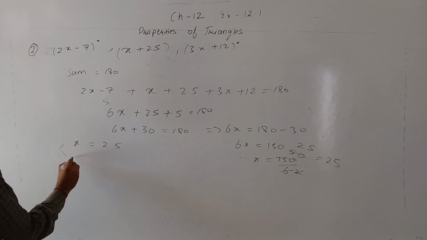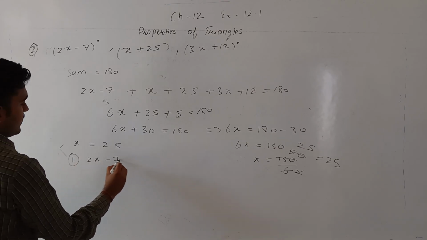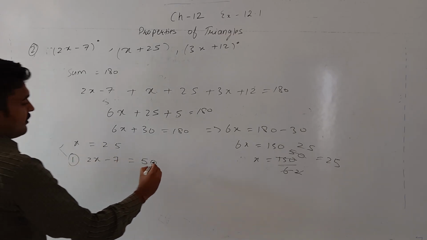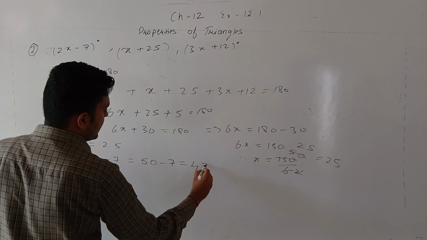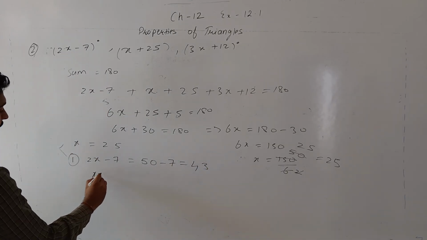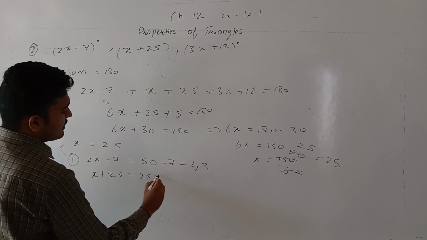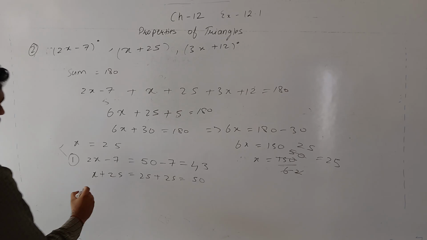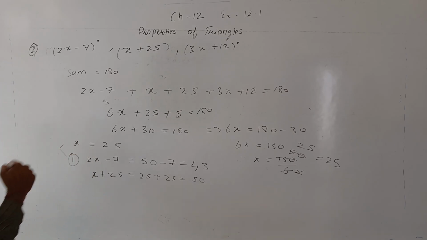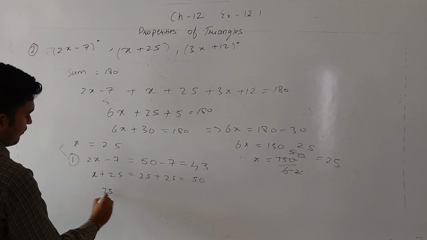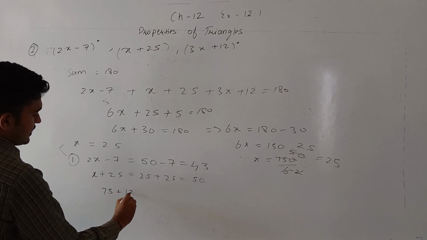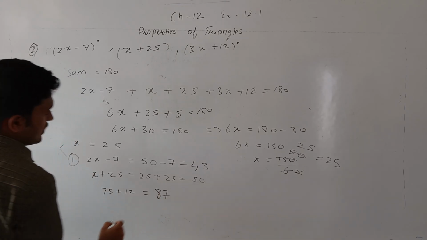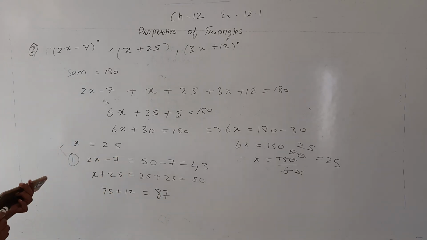So all the angles are, first angle is 2x minus 7. 2 into 25 is 50, and 50 minus 7 is equal to 43. Second angle is x plus 25, which is 25 plus 25 is equal to 50, and third angle is 3x plus 12. So 25 into 3 is 75, and 75 plus 12 is 87. So third angle is 87. So these are the three angles of the triangle.